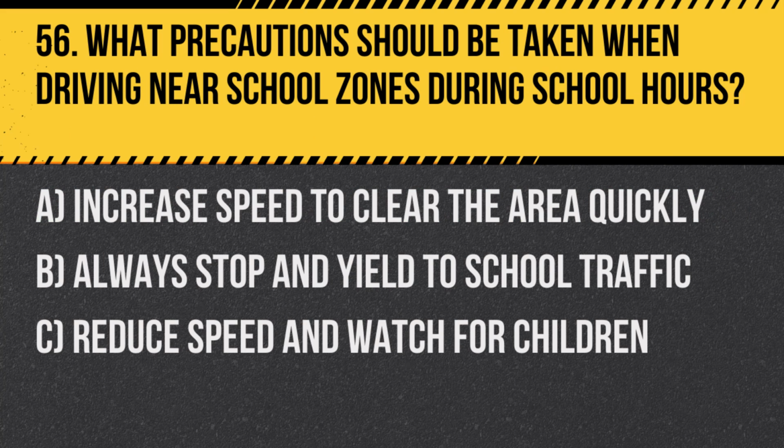Question 56. What precautions should be taken when driving near school zones during school hours? A. Increase speed to clear the area quickly. B. Always stop and yield to school traffic. C. Reduce speed and watch for children. Answer. C. Reduce speed and watch for children. School zones require extra caution due to the high presence of children.